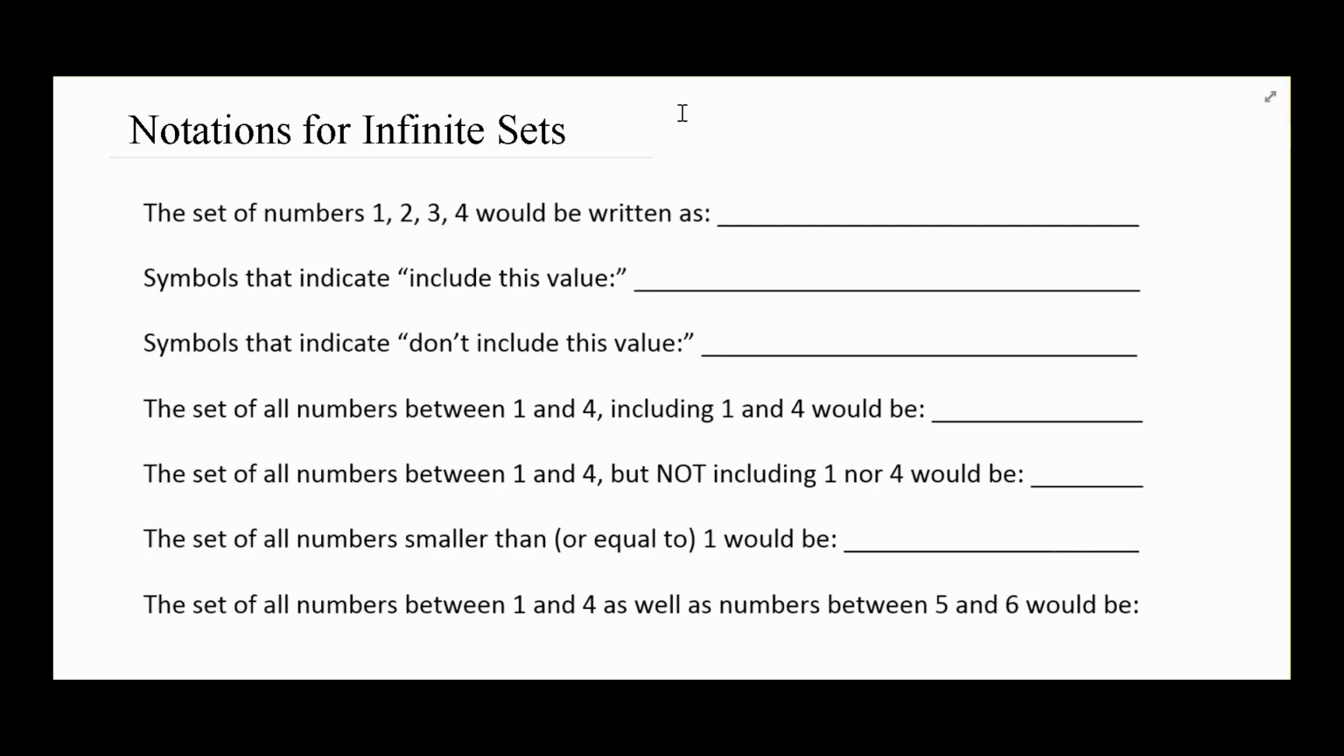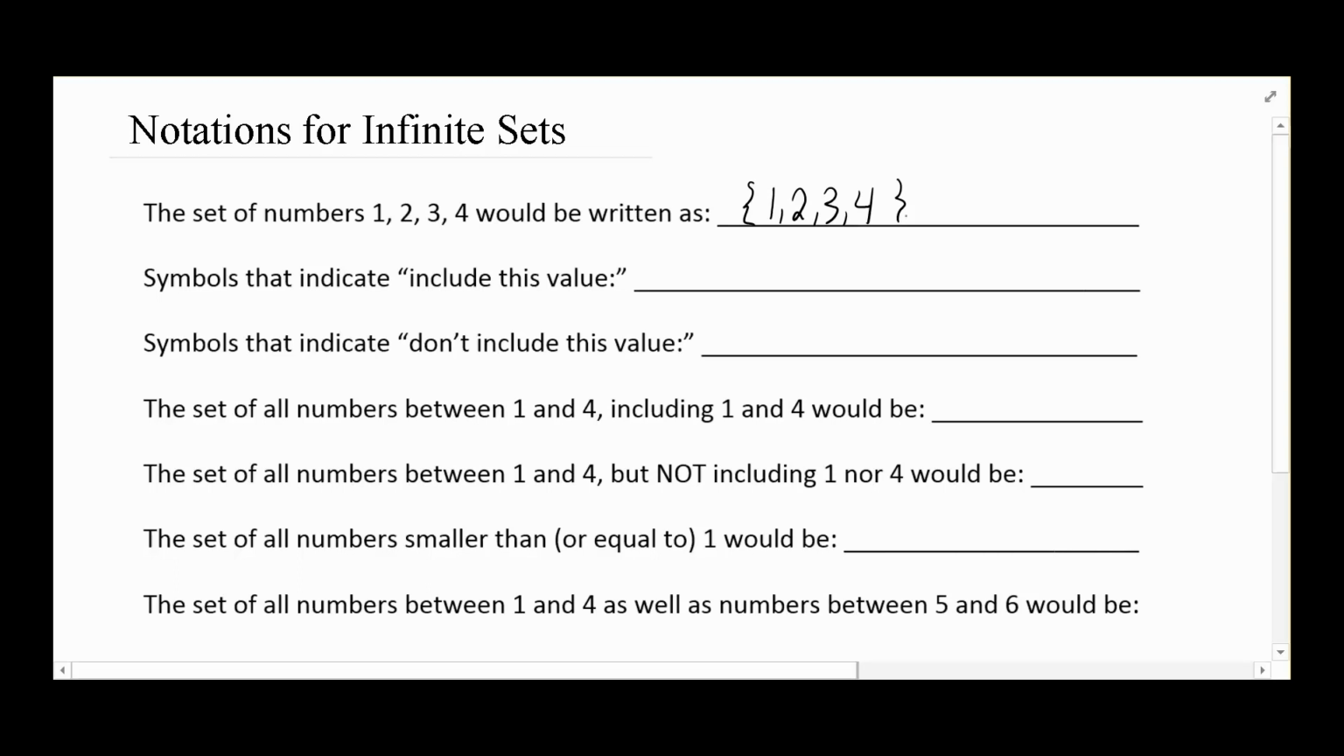So what if I have the set of numbers 1, 2, 3, 4? So this is a finite set. There's only 4 elements in this set. The notation that we use then are the curly braces. And we just list out 1, 2, 3, 4, and we end the curly brace. So that's what the curly braces are for. The curly braces are for finite sets when we're just going to list out, here's the elements in the set.